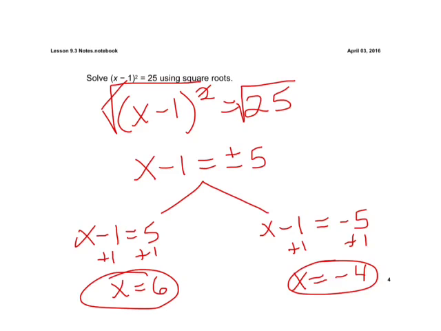So when we have a quantity squared, we don't need to panic. We can just square root both sides. The square root cancels out our squared. And then we know we have two answers on our right side. So split it into two, and we'll get our two solutions there.